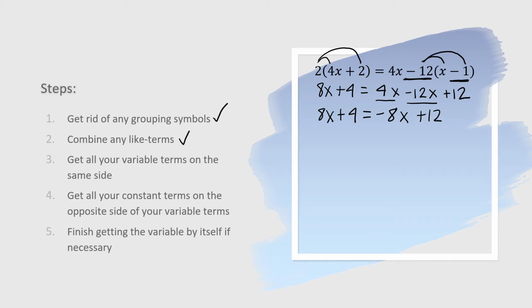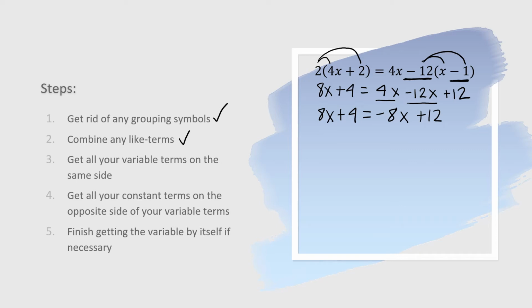Now we've combined all our like terms, so we can go ahead and get all of our variable terms on one side. Really, whichever side you're comfortable with. If you want to move the negative 8x over to the left-hand side, you can do that. But you can also move the 8x over to the right-hand side. It really is just however you want to do that.